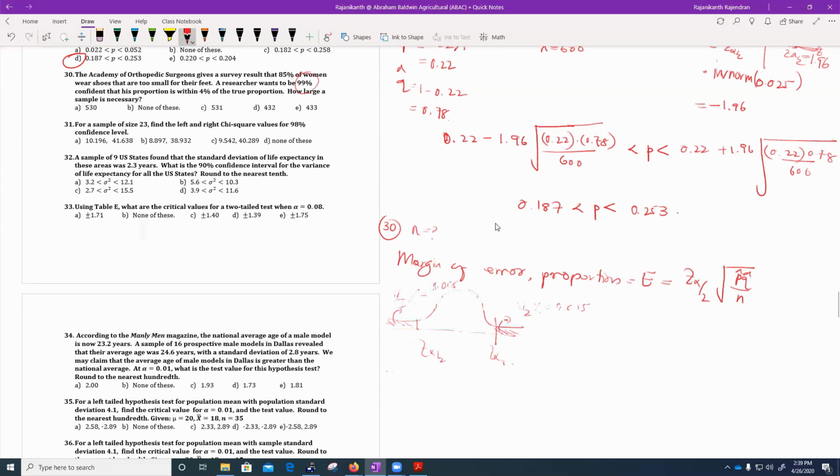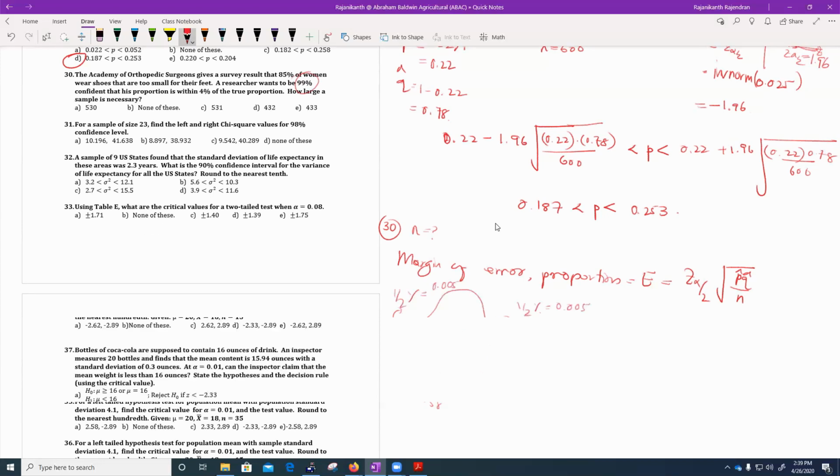So now if you figure out this guy, that is going to be inverse norm of 0.005. If you do it correctly, you should get negative 2.58. Therefore, this is 2.58. So you know that. Then what is P hat here?